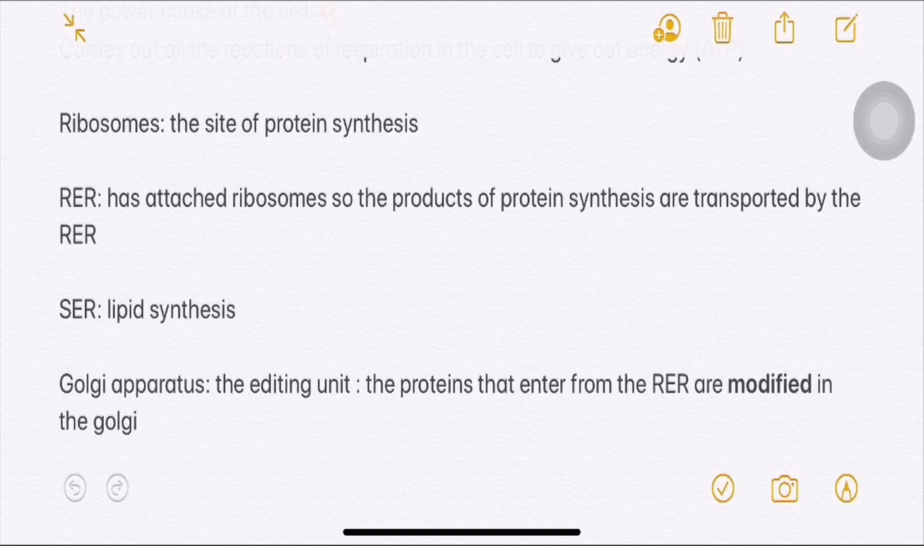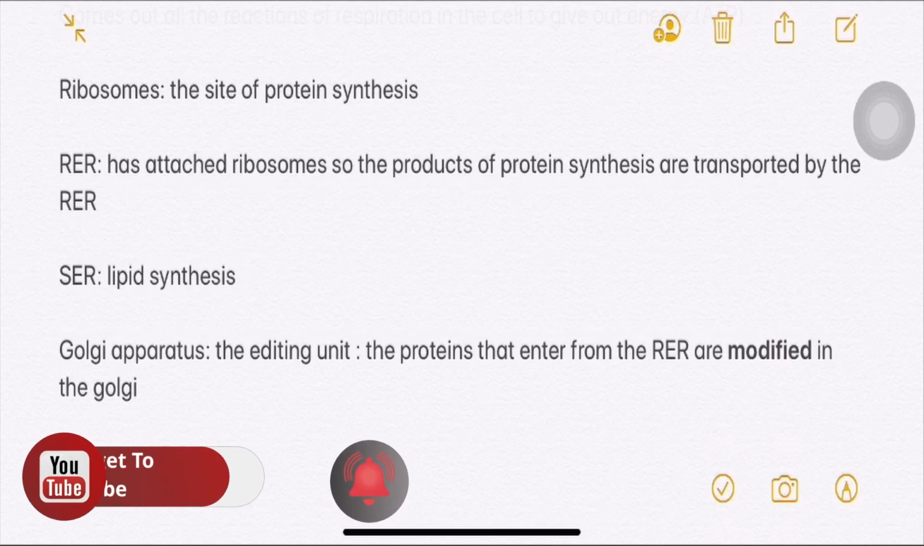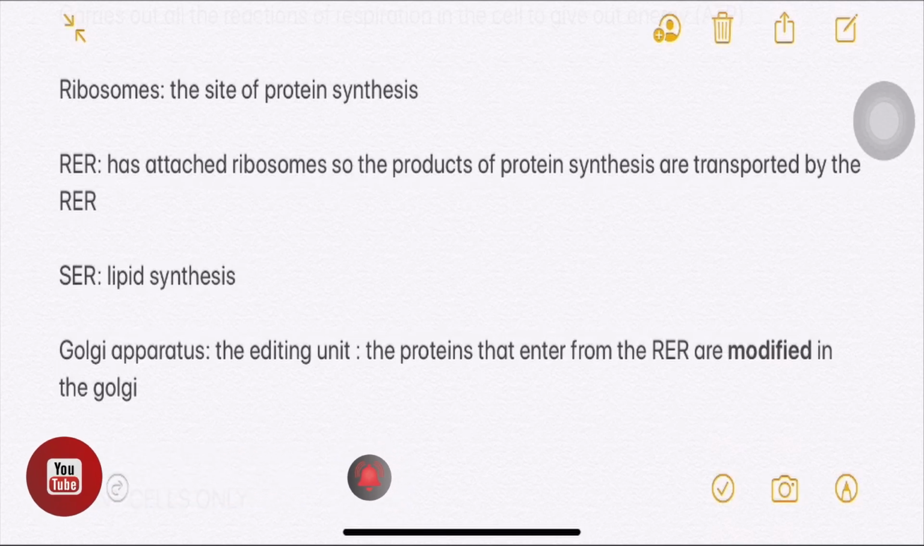Lipid synthesis takes place in the SER. We know the differences between RER and SER. RER has the attached ribosomes. SER is extremely smooth, as the name suggests, smooth endoplasmic reticulum.